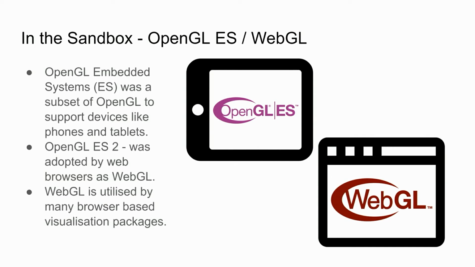And a version of OpenGL embedded systems, or OpenGL ES2, later became adapted and rebranded as WebGL. So now it was going to give you hardware-accelerated 3D rendering support for browsers. And WebGL is what underlies a lot of the browser-based data visualization packages that we use in Python today.